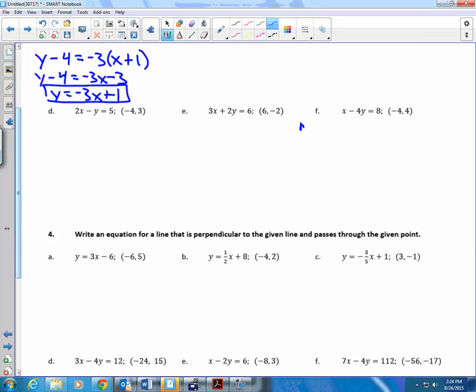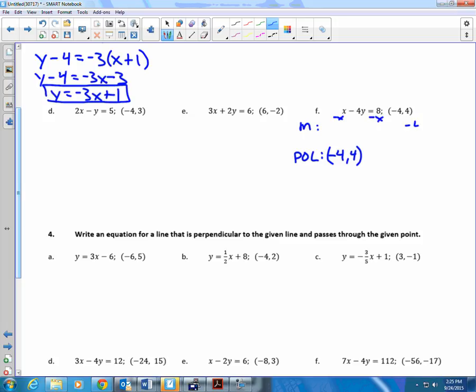F. What's my point on the line? Can you look at that and tell what the slope is? No, because it's not in slope-intercept form, is it? So this one's a little bit more difficult because first we have to put it into slope-intercept form. So what should I do to both sides?